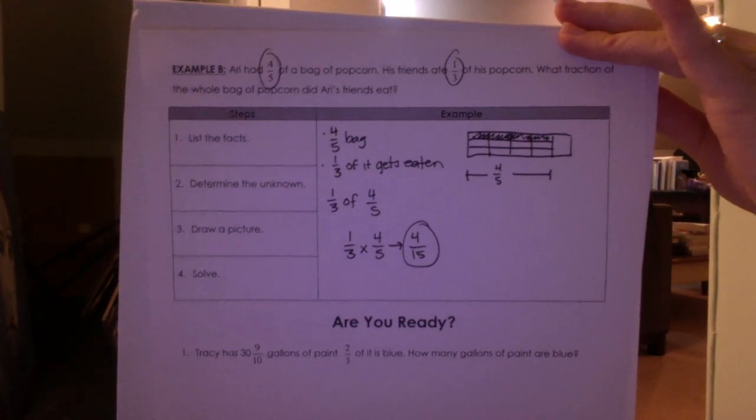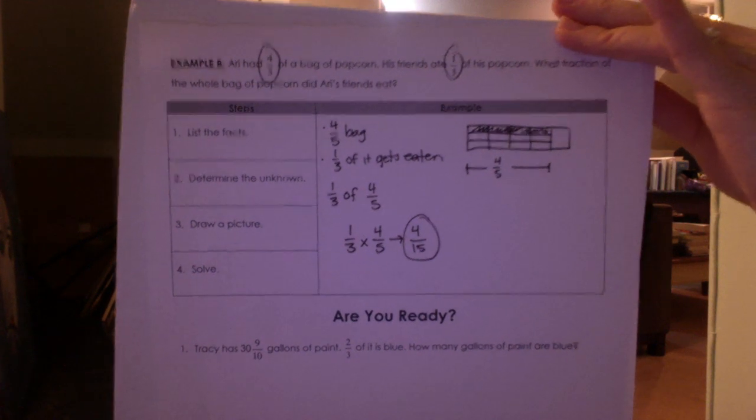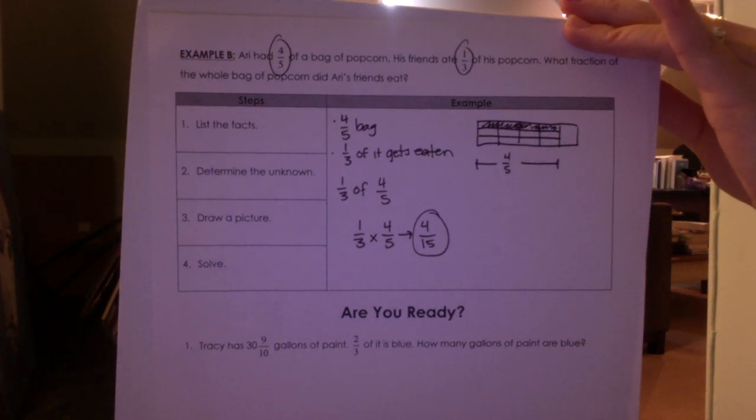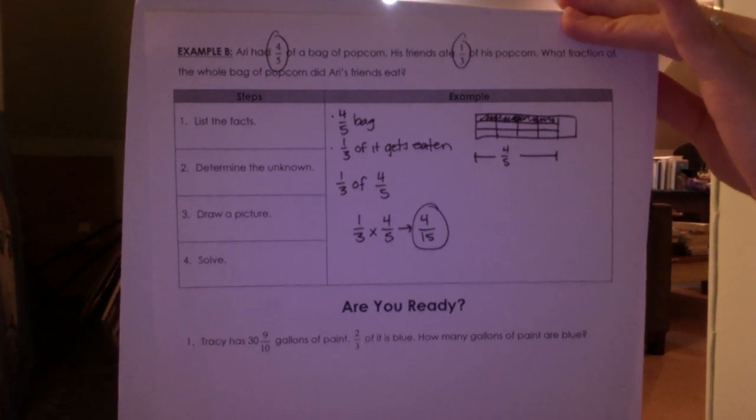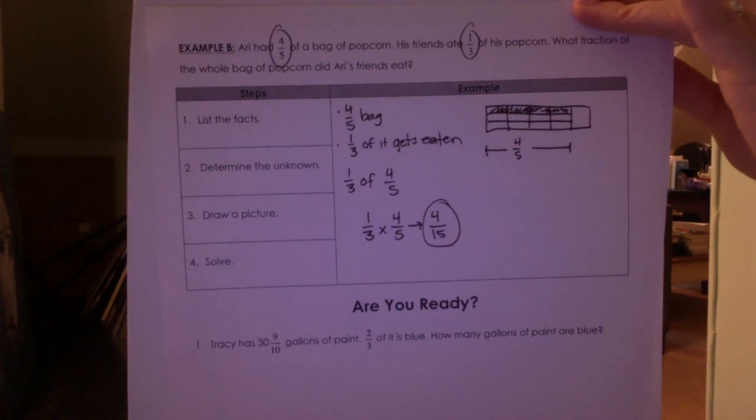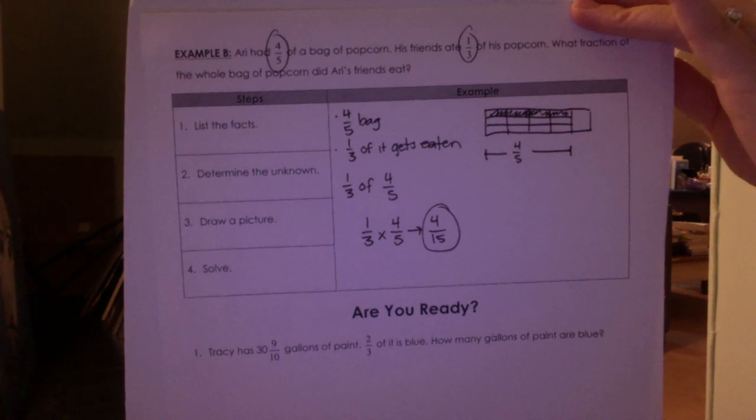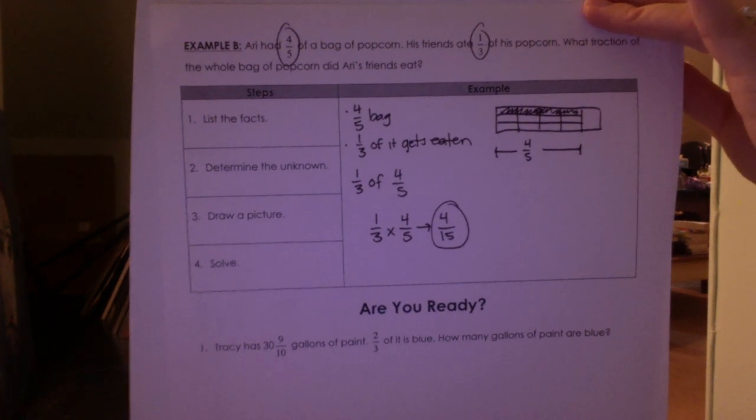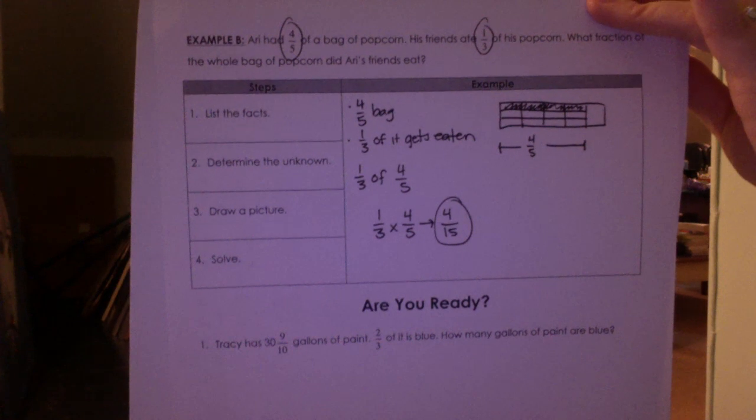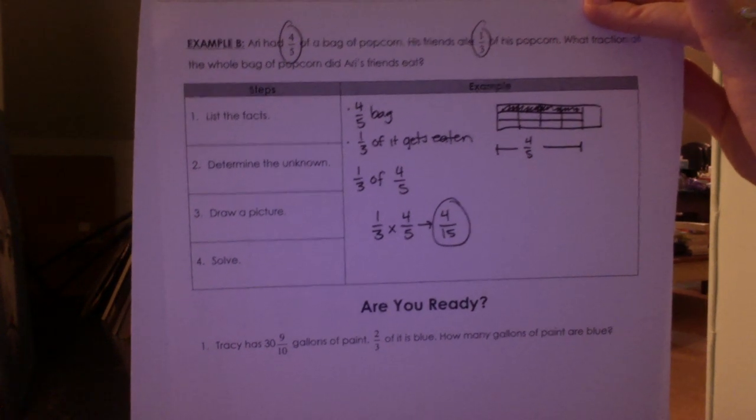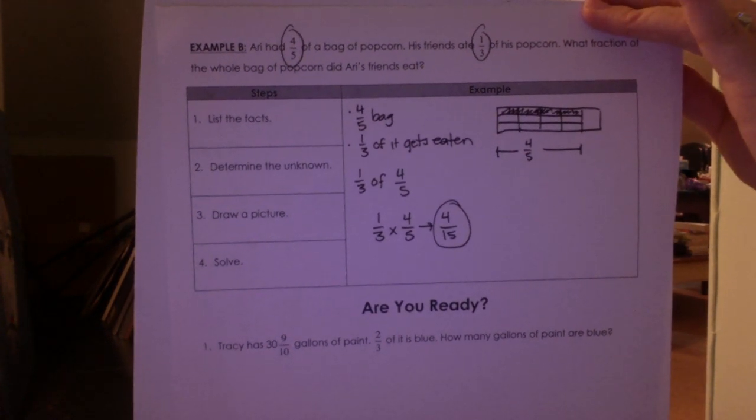This time, Ari had 4/5 of a bag of popcorn. His friends ate 1/3 of that popcorn. What fraction of the whole bag of popcorn did his friends eat? So first I listed out my facts. 4/5 of a bag of popcorn, less than a whole bag. You do not have the whole bag. Part of that part is going to get eaten. 1/3 of it is going to get eaten. So again, it's part of a part.